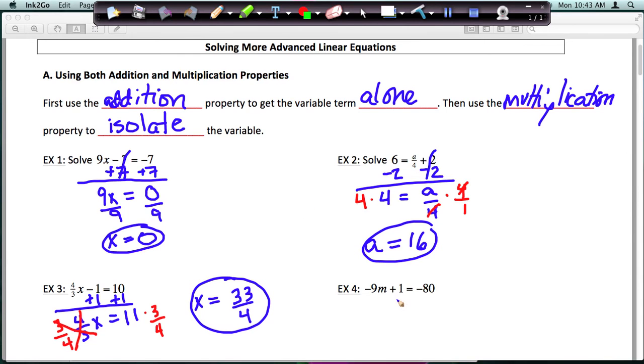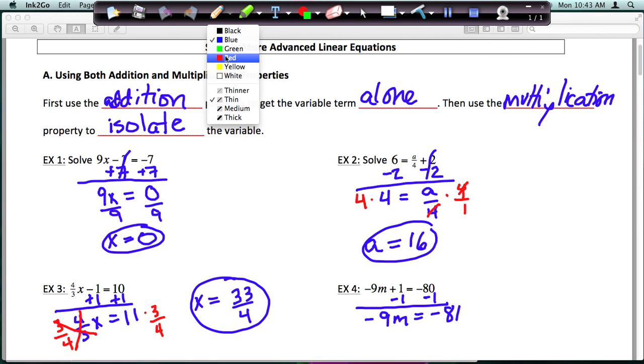Okay, and last one on this page, we have a plus 1, so I want to move this over to the other side. I'm going to subtract 1 from both sides, bring down the negative 9m equals negative 80 minus 1, which is a negative 81, so just be careful with your signs. And now to get m by itself, this is multiplication, so I need to divide both sides, and make sure you take the sign with you.